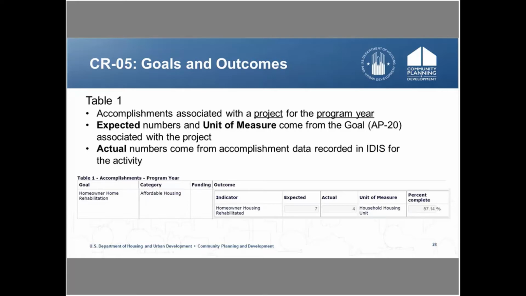This information comes from AP20 of the associated action plan. And the values for the actual outcomes from the accomplishment data are from the activity accomplishment screens for activities that were associated to the projects connected to the homeowner rehab goal.